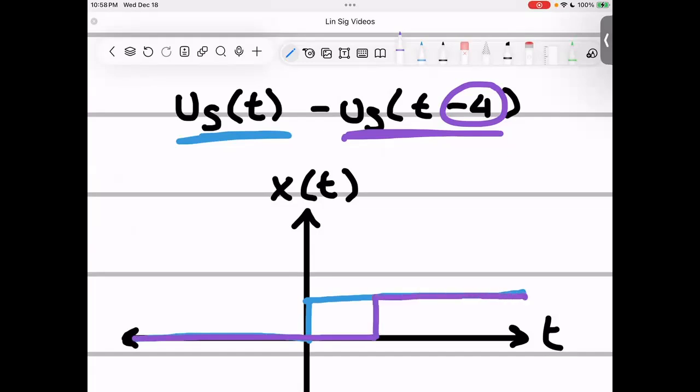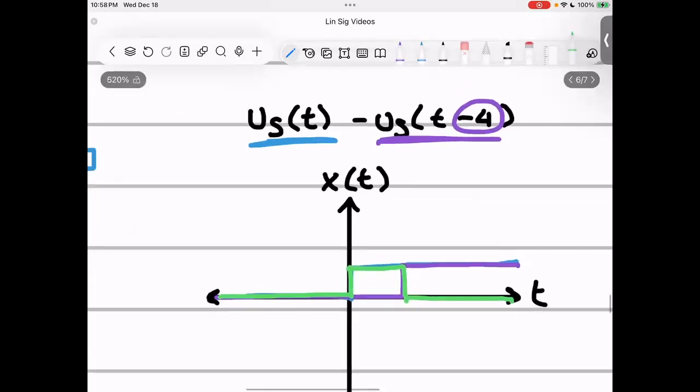And if you subtract these two functions, 0 minus 0, and then we're going to have 1 minus 0, and now as of here we have 0 minus 0 again. So that's what you're going to end up with. It's called the box function.